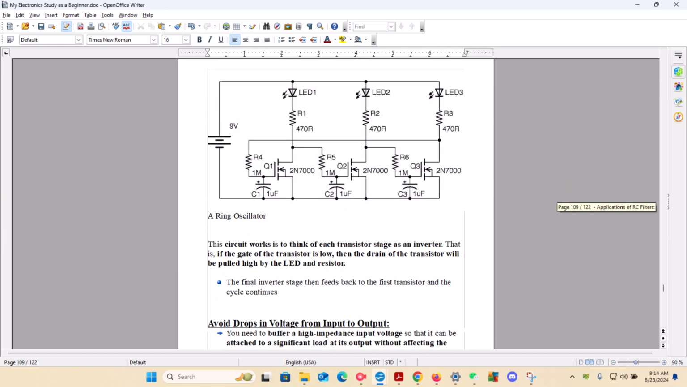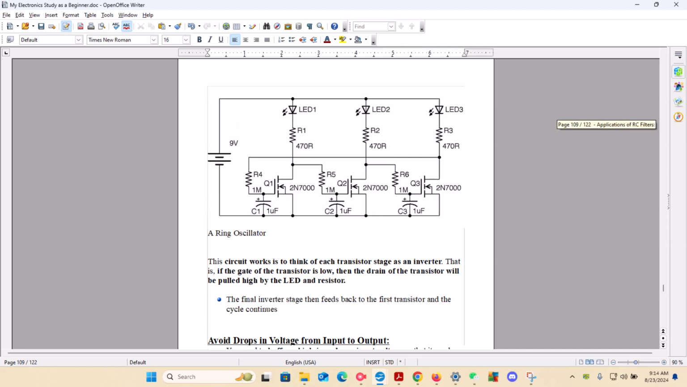So moving on, what we have is an actual ring oscillator diagram. Notice we've got 3 LEDs that are lit up. We have the LEDs in parallel, and we have the diodes in parallel. Initially, voltage and current are going through the circuit, going through the diode.